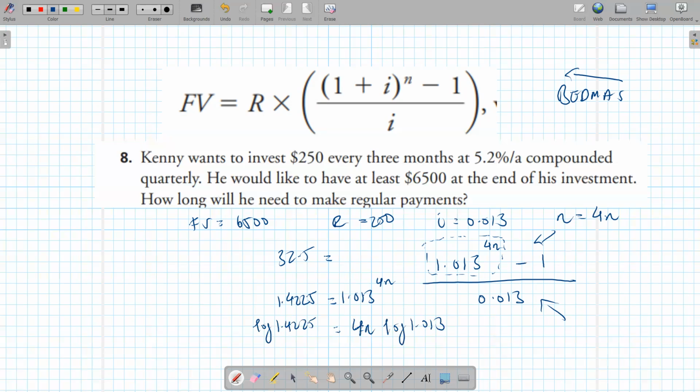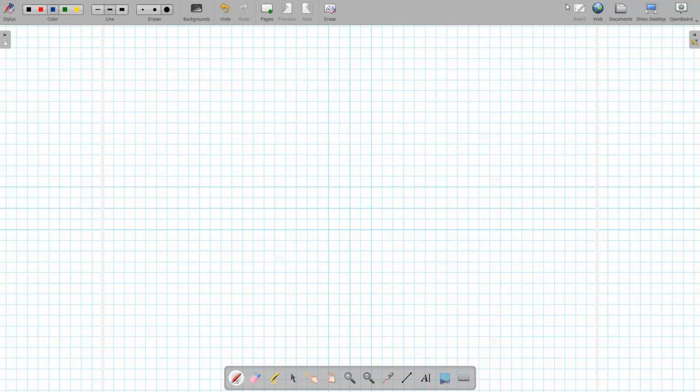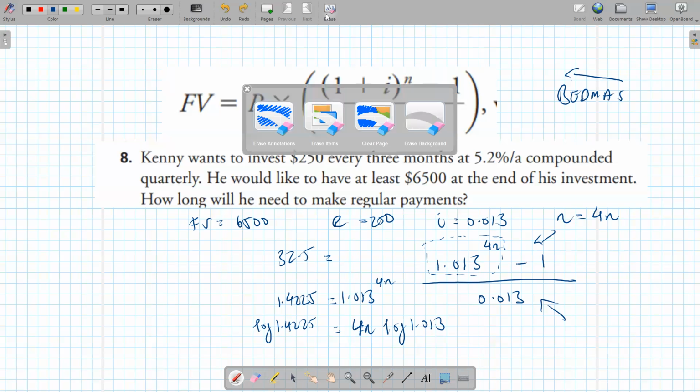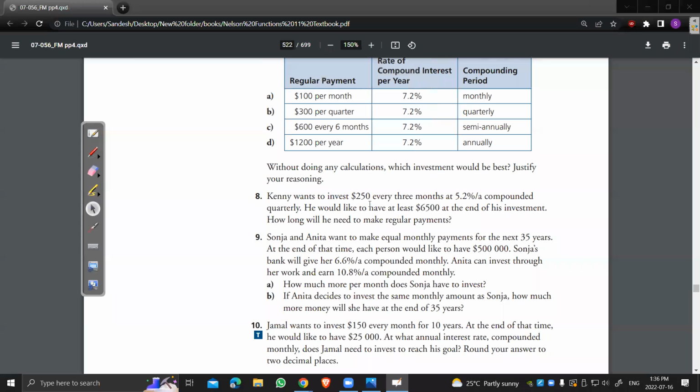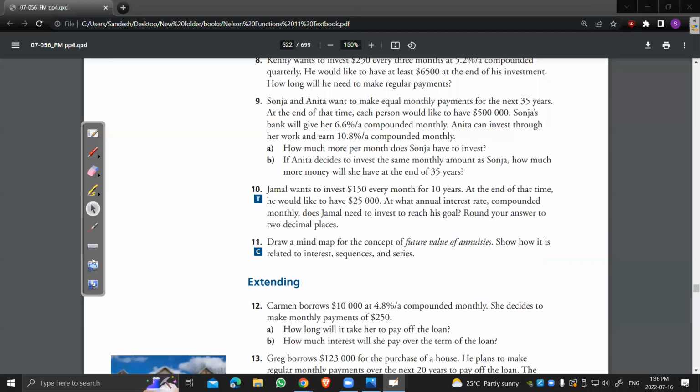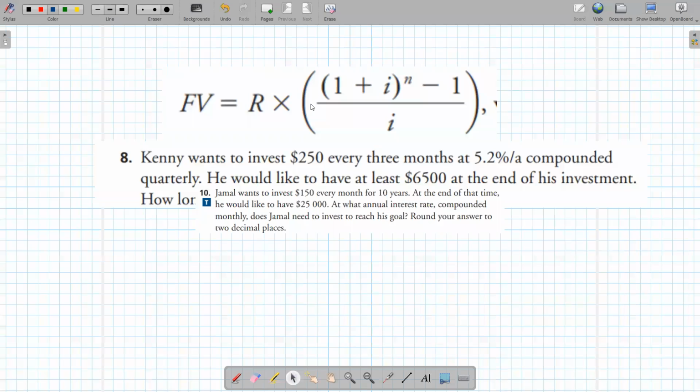I got 27.284. Did you divide that by 4? No. Okay, divide that by 4. Then I get 6.821. That's the right answer. So for this to happen, it's going to take him about 6.8 years. That makes sense. Annuities just build up from compound interest, right? Everything kind of builds up from compound interest.